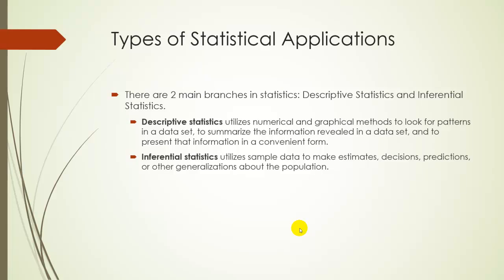So, types of statistical applications. There are two main branches in statistics, descriptive statistics and inferential statistics. Descriptive statistics utilizes numerical and graphical methods to look for patterns in a dataset, to summarize the information revealed in a dataset, and to present that information in some convenient form. In other words, it describes a dataset. Inferential statistics, on the other hand, utilizes sample data to make some estimates, decisions, predictions, and other generalizations about the population.